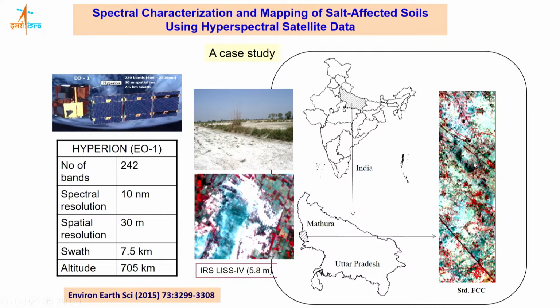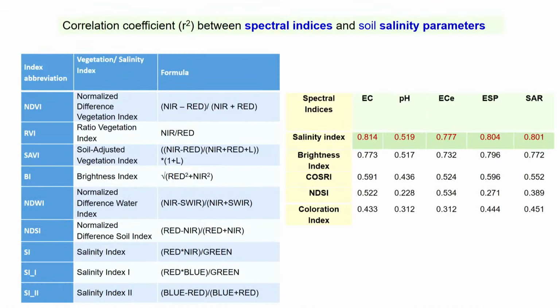district. We have taken the hyperspectral remote sensing data, and we have prepared various spectral indices using the hyperspectral bands, and we found out which spectral bands are most sensitive for the chemical characteristics of the soils: electrical conductivity, pH, EC, ESP, SAR. These are the chemical characteristics of the salt affected soils. And we found that the salinity index is the most important index which can be used for mapping these properties.